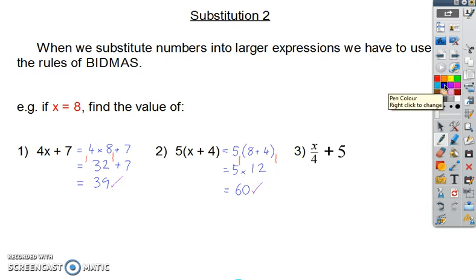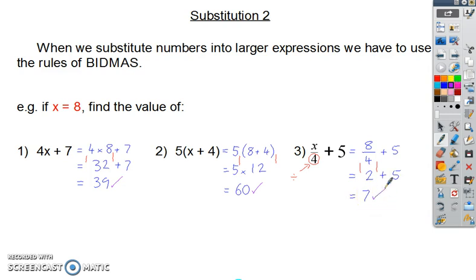Last but not least, question 3, x over 4 plus 5. Now we have to remember that when we're doing a fraction, it means divide by the bottom number. So I'm going to rewrite this sum as 8 divided by 4 and then add 5, because D comes before A in BIDMAS. Okay, we're going to get this sum now. 8 over 4, we're going to work that out first. 8 divided by 4 is 2. And then we've still got to add the 5. 2 plus 5 is 7. That's where you get your tick.